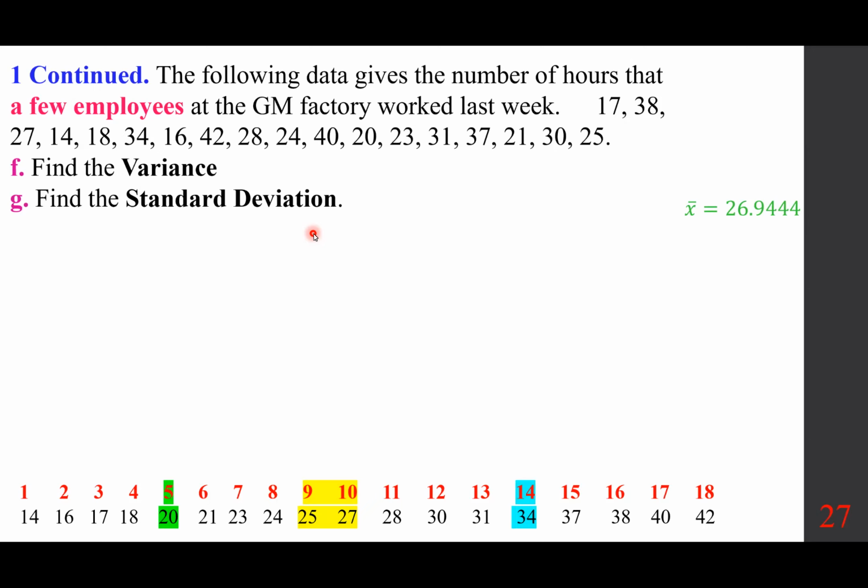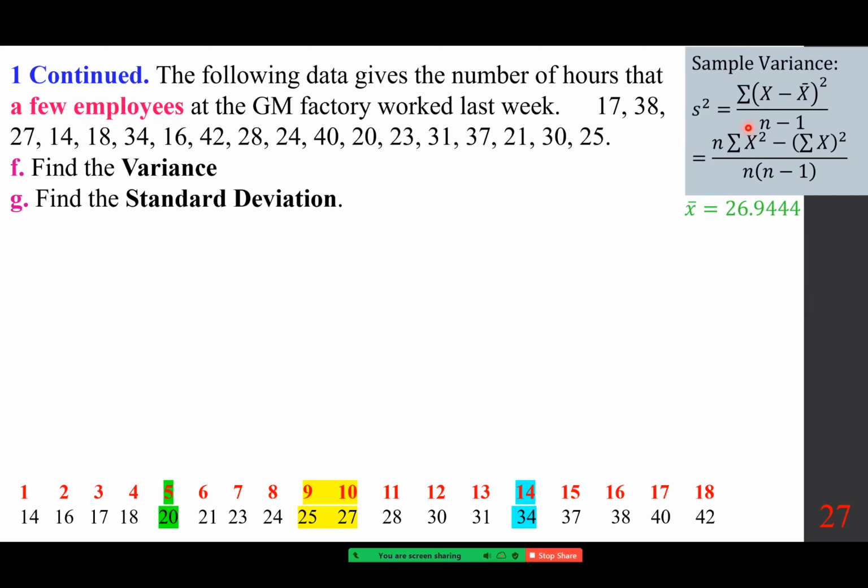It is important to pay attention to the fact that this refers to a few employees. Therefore, it is referring to a sample, where sample variance is s squared equals the summation of (x minus x bar) quantity squared over n minus 1. Or you may use the second formula for the sake of calculation: n times the summation of x squared minus the summation of x quantity squared, over n times (n minus 1). I want to show you how the calculation takes place.